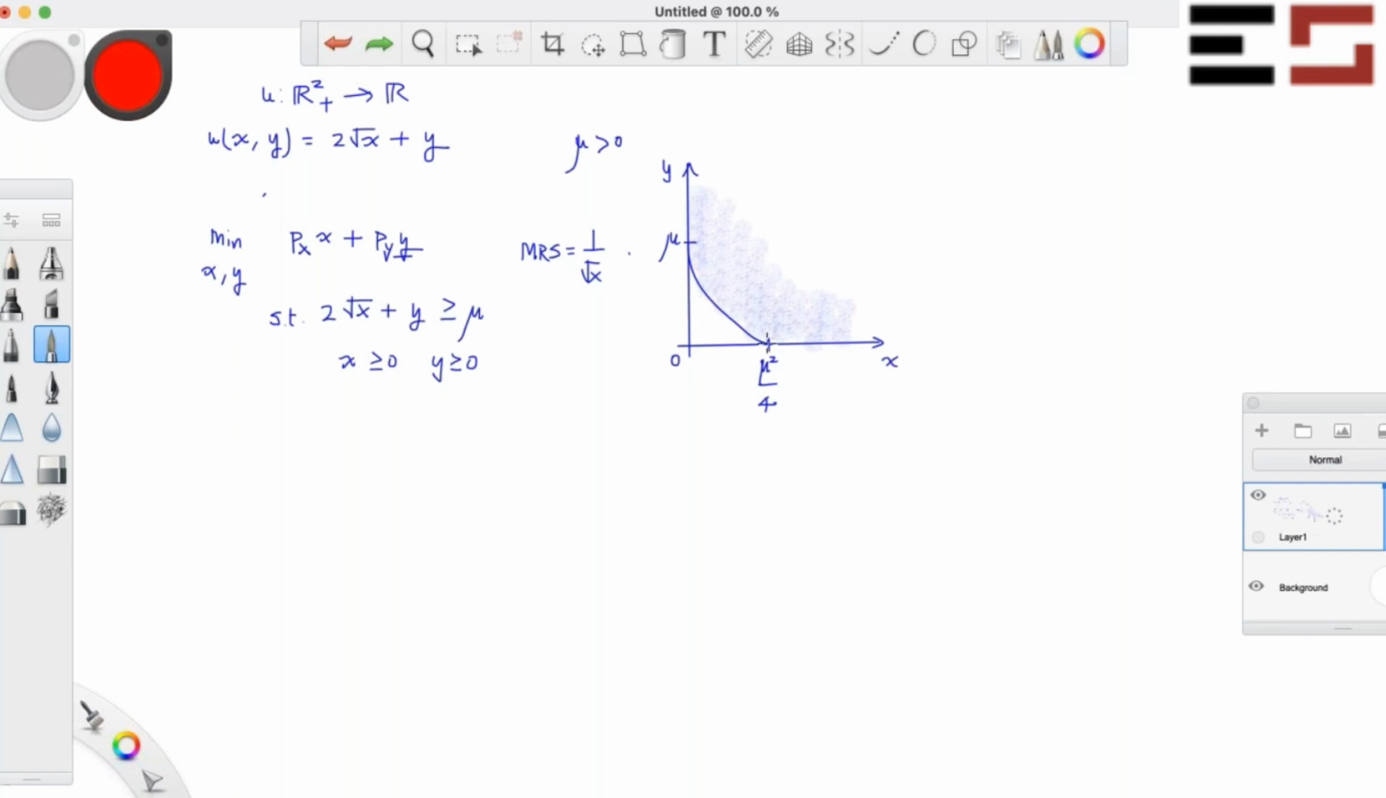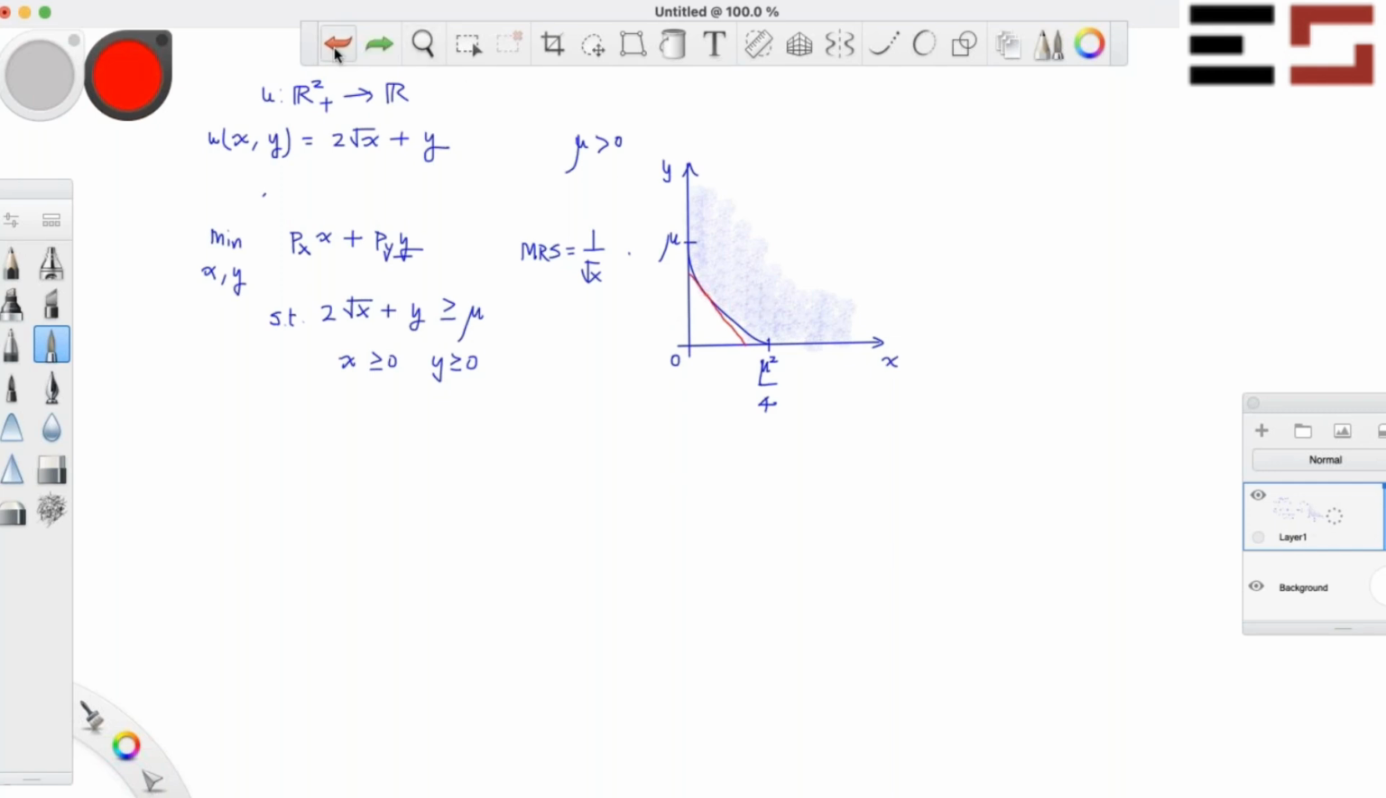One is that your lowest possible ISO expenditure curve looks like this, in which case this is the optimal choice. The other possibility is that the lowest possible ISO expenditure curve looks like this, in which case this is the optimal choice. So there are only two possibilities for the optimal choice. One is this corner solution, and the other is this solution where marginal rate of substitution equals price ratio. These are the only two possibilities.